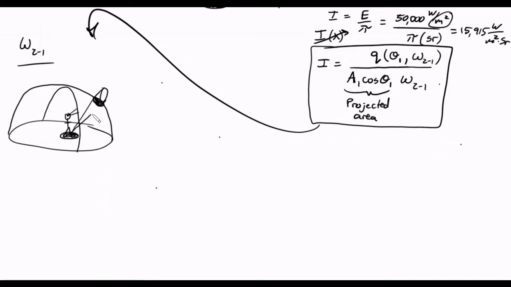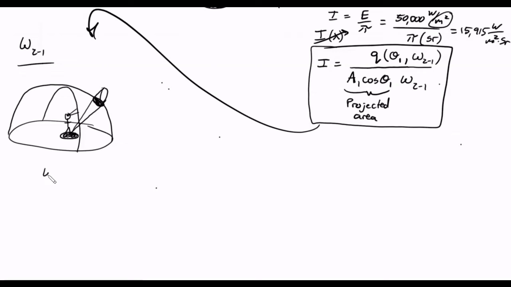And so we're trying to find the solid angle that the projection of this circle onto the hemisphere would take up for the full hemisphere. That's what this omega 2,1 represents. It's the solid angle of surface 2 with respect to surface 1. So how much of the hemisphere around surface 1 does surface 2 take up?